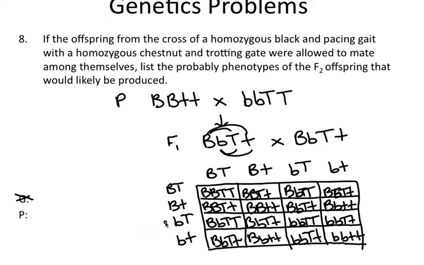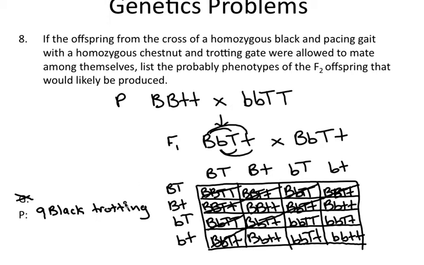Let's start by counting how many of the offspring could potentially be black and trotting, so dominant for both traits. There's 1, 2, 3, 4, 5, 6, 7, 8, 9. The rest of these are not going to be dominant for both traits, so phenotype ratio for dominant is 9 black trotting.